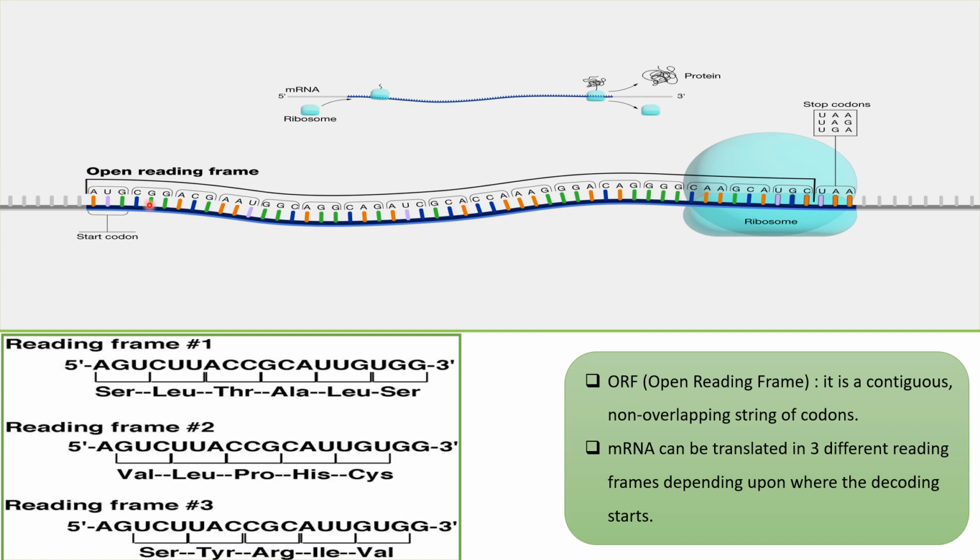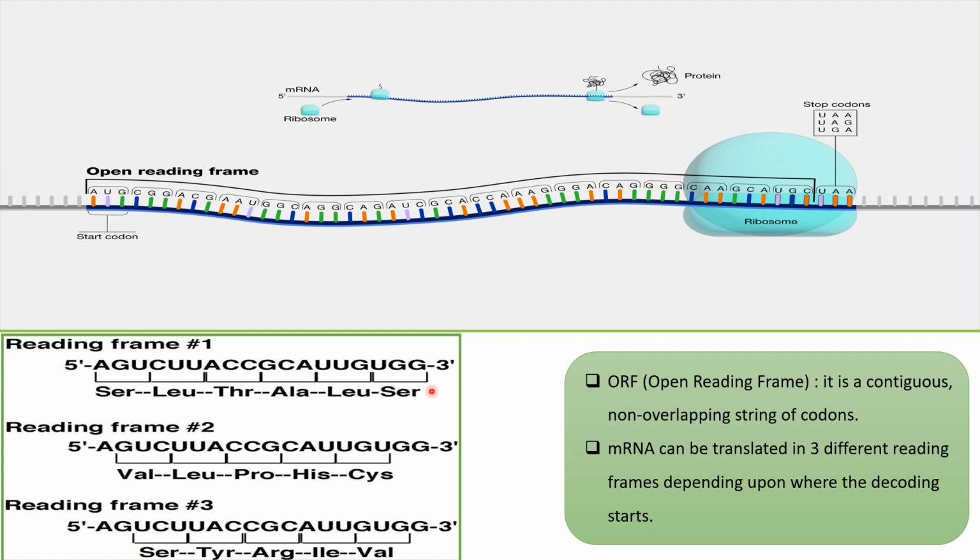Okay, so this is known as the open reading frame, which is read out by the ribosome. Now there are three options of open reading frames depending upon where the decoding starts. So if the start codon is this A, then the polynucleotide sequence will be this.